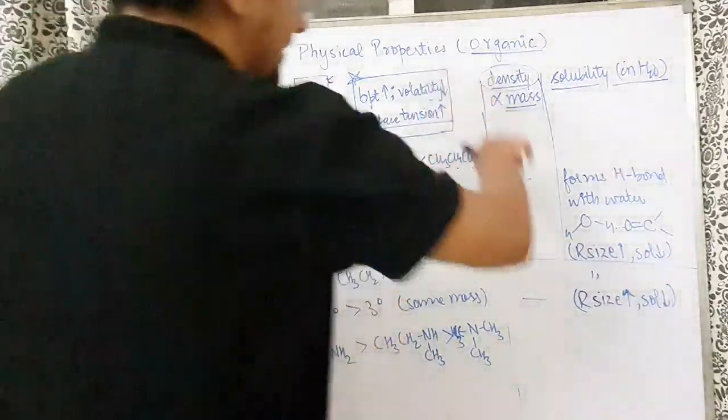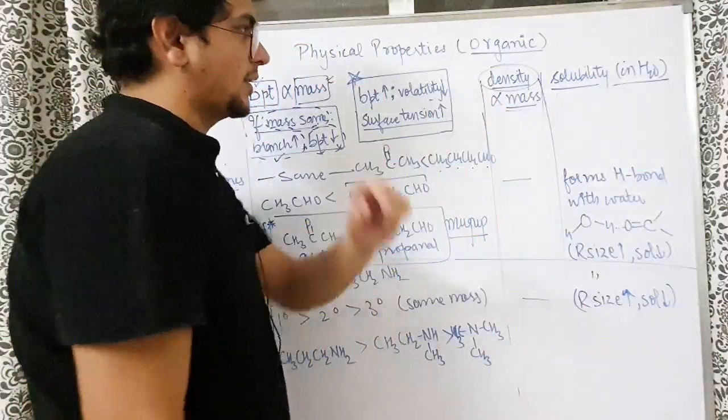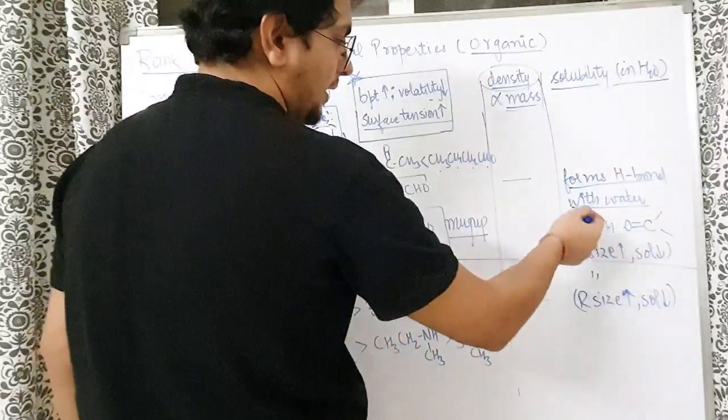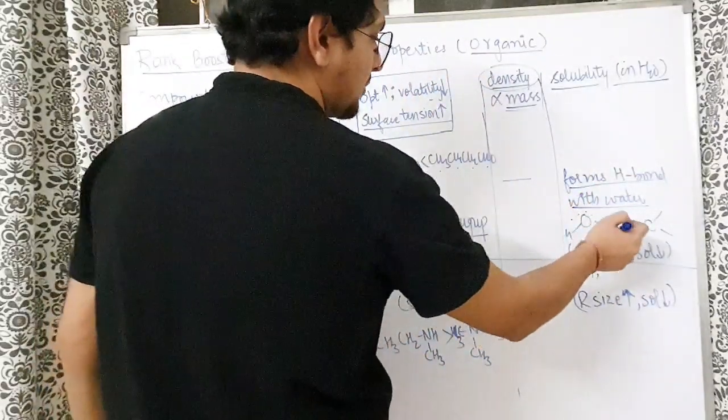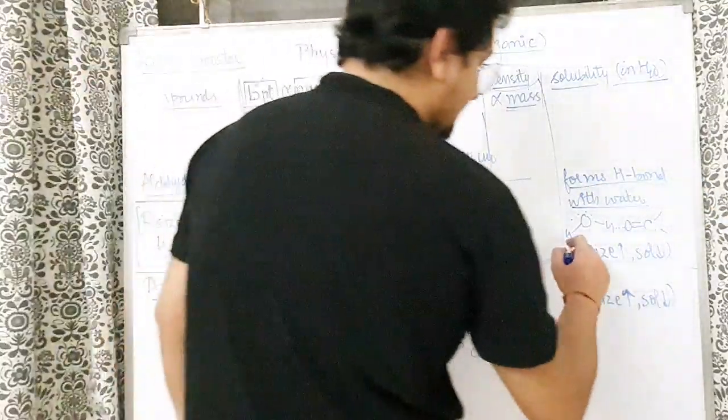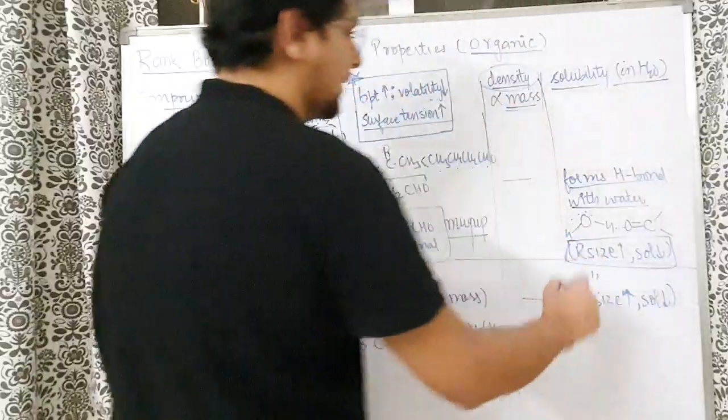Going ahead, density, this topic density question does not come. Solubility, they also form the hydrogen bonding with water. I hope you can understand by this diagram. This is a water molecule forming the hydrogen bonding with the C double bond O. Here also, if the size of the alkyl group increases, solubility decreases.